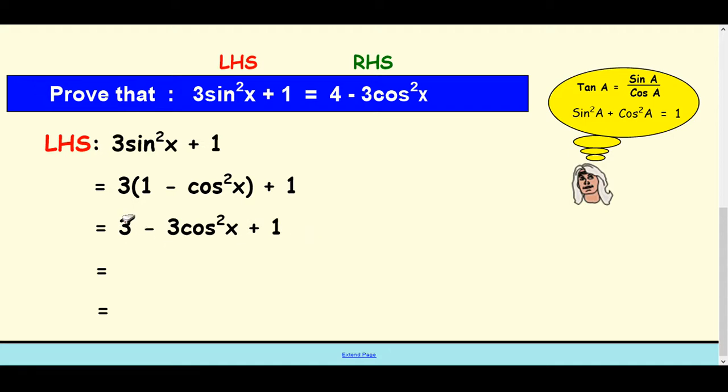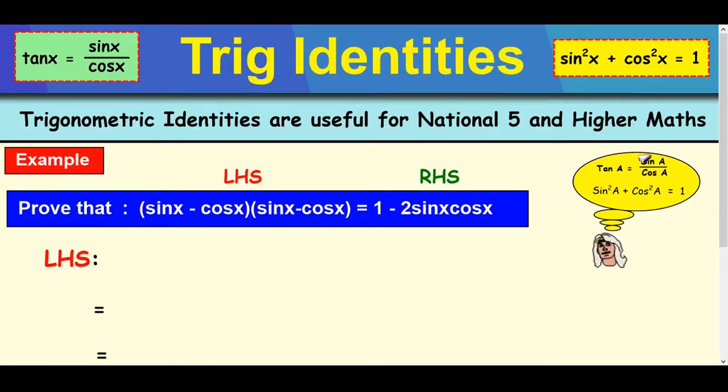I'm then going to collect terms up. So 3 add 1 makes 4. So 4 minus 3 cos squared x. I'm going to glance up, and I've worked the right-hand side out. That's worked for me. That's good. Now, these are quite tricky, but they're also quite satisfying if you get it right. But let's have a look at the next one.